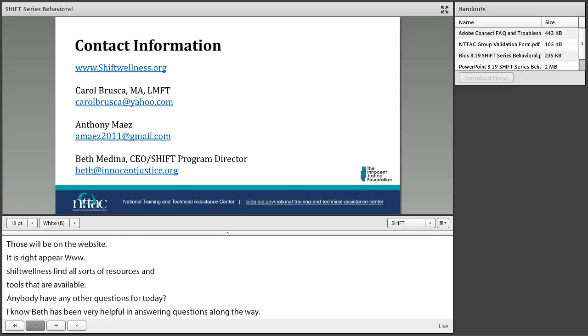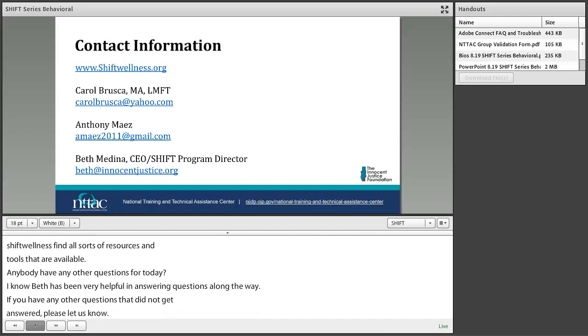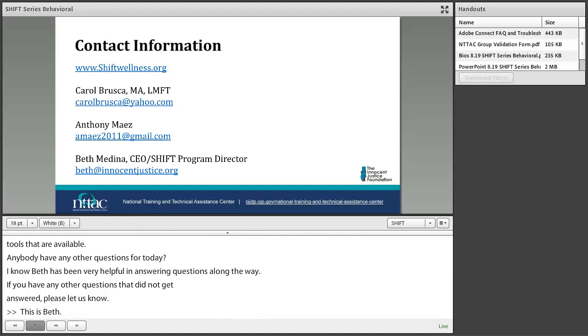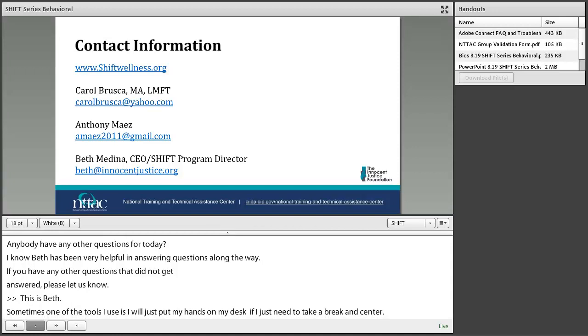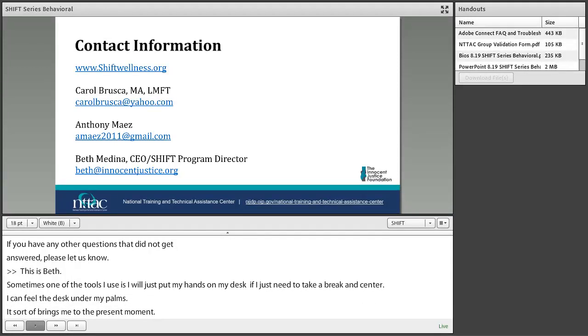This is Beth. Sometimes one of the tools I use is I will just put my hands on my desk if I just need to take a break and center, because then I can feel the desk under my palms, and it sort of brings me to the present moment. Does the desk feel smooth, or is my hand in contact with something that feels rough? Is it cool? Is it warm? It just really helps me center.